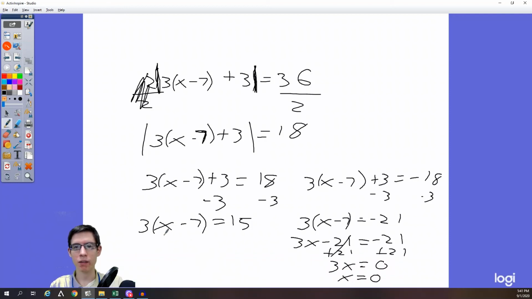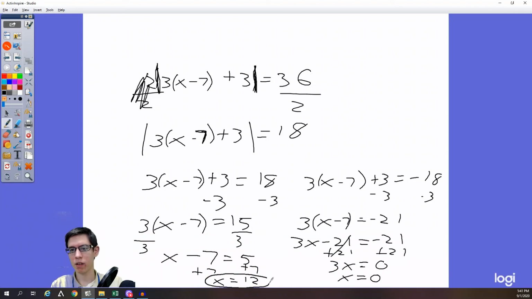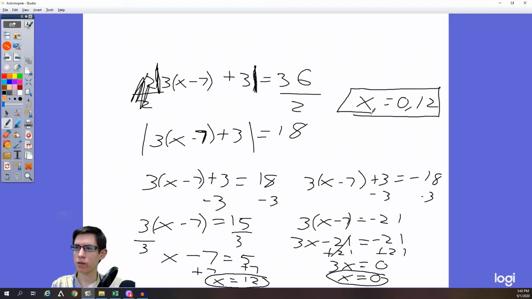And then here on the left, instead of doing that whole distributive property nonsense, I'm actually going to choose to divide by 3. I get x minus 7 equals 5. And then I add 7 on both sides. And x ends up being equal to 12 on the left. Alright? Both of those are viable strategies to getting to your solution here. And both of these are the solutions. X is 0 and 12 for this problem.